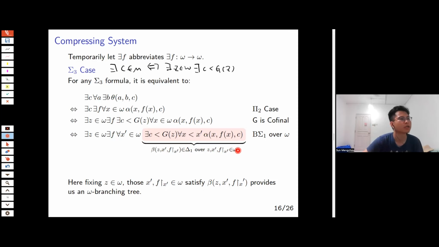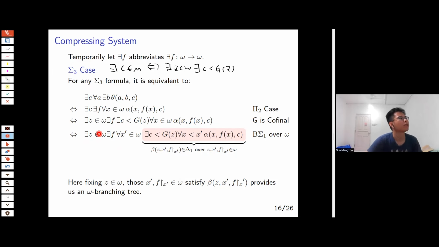Here it is a bit technical because the parameter f is not an element in omega. But the point is, if you look at the definition here, we only use the information of f up to x prime, which means that we can replace f by a finite function from omega to omega, and that will be just one natural number. So we can say that the delta 1 is over z and x prime and f restricted to x prime, and they are all in omega. And for the rest, we got one existential quantifier, first order, and one second order quantifier, and the universal quantifier over omega. And this time, this f is a real second order quantifier.